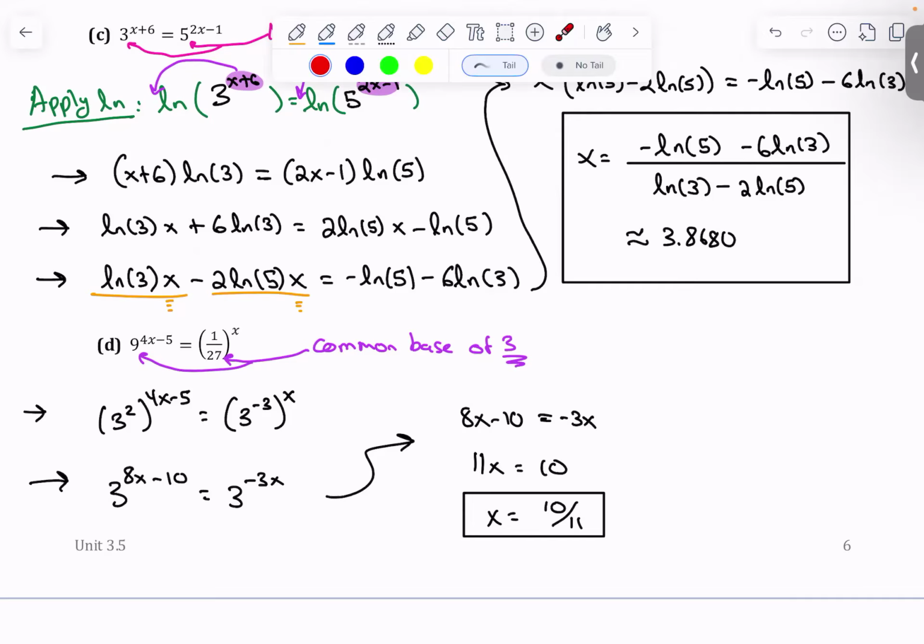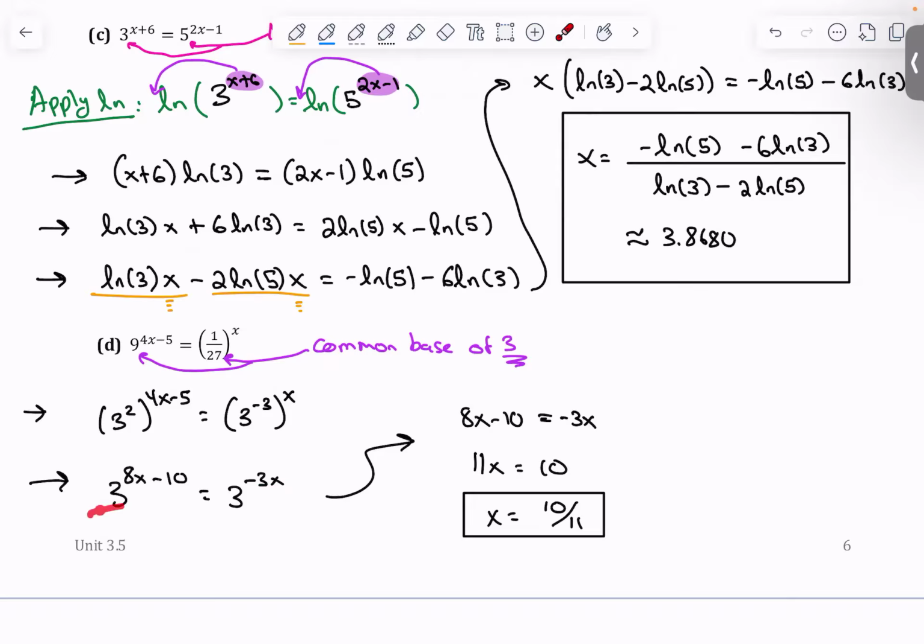But 9 and 27, they're common bases of 3. 9 is 3 squared. So this is 3 squared to the 4x minus 5 equals 3 to the negative 3, because it's 1 over 27 to the x. Power raised to a power, you multiply the powers together. So that's why it's 3 to the 8x minus 10 equals 3 to the negative 3x.